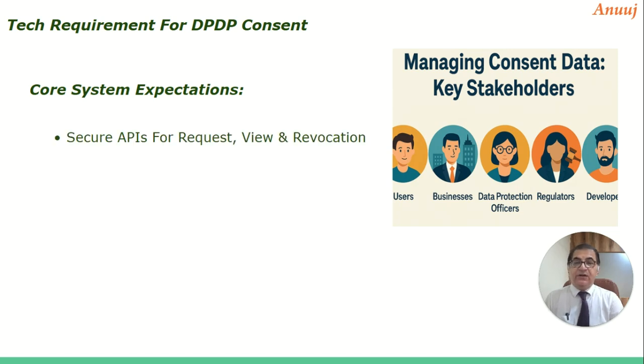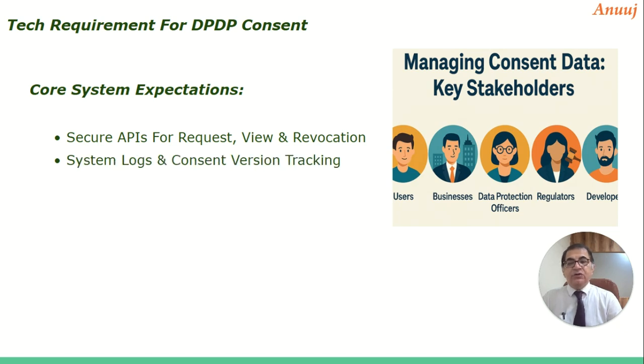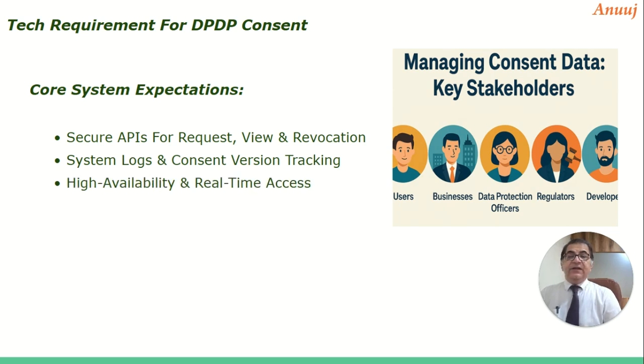The government says that you should have very secure APIs for all the interfaces that are used for requesting, for viewing, and even for revoking consents, right? The APIs should be robust and secure. There should not be a possibility of hacking at the API level. You should have logs and consent version tracking enabled for all consents.